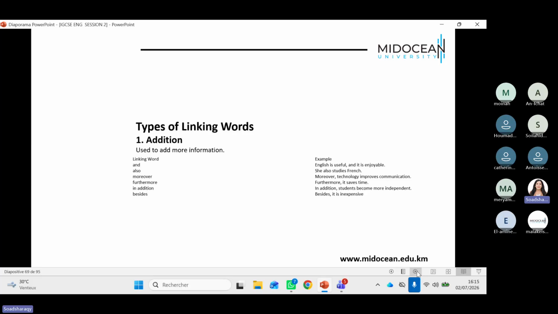English is useful and it is enjoyable. Another linking word, also: she also studies French. Another example, moreover: Moreover, technology improves communication. You have furthermore: it saves time. In addition, students become more independent, and besides, it is inexpensive. All of these are linking words which add more information.